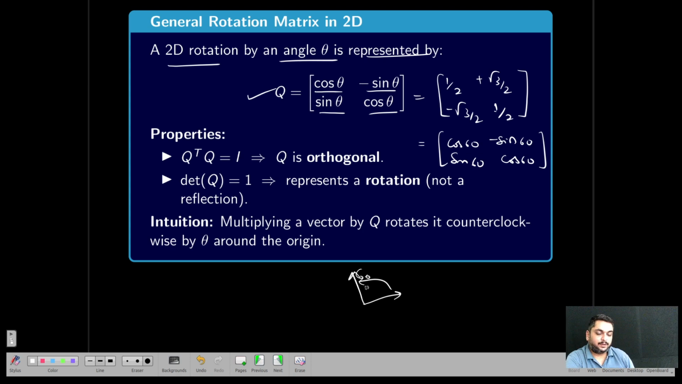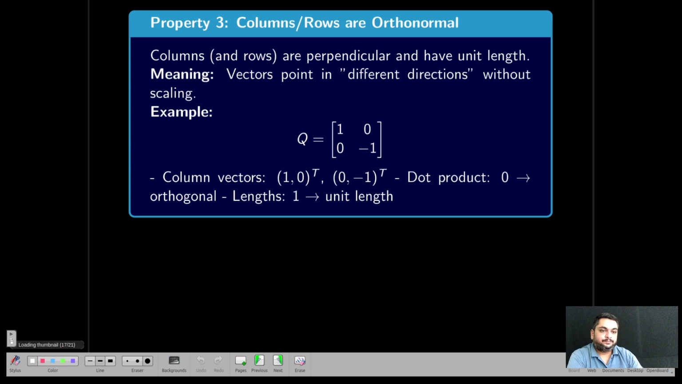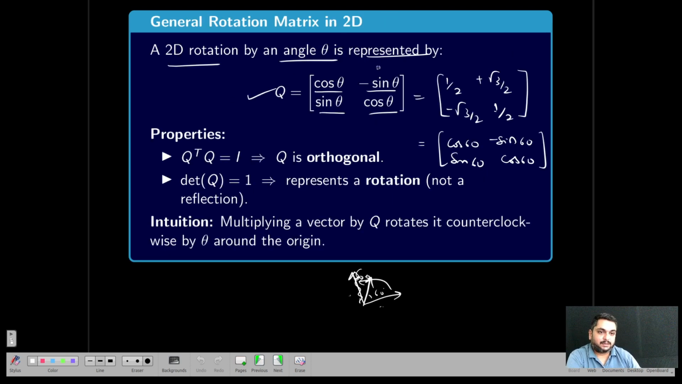Now it is here, but the length will remain the same. We'll see that next. Okay. That is the property of this matrix. When you apply this matrix to a vector, I'm saying this, okay, they rotate by 60 degrees, somewhere here, counterclockwise. So this is the standard cos theta, minus sin theta, sin theta, cos theta. Okay, this is the 2D rotation matrix.